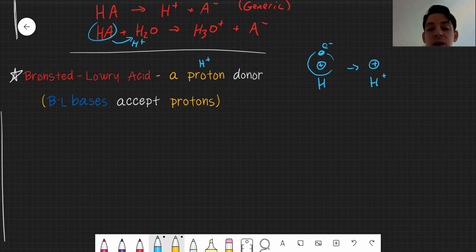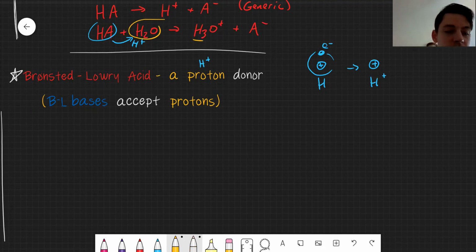Bronsted-Lowry bases accept protons. For example, in the equation above, H2O starts with 2 hydrogens and it ends with 3 hydrogens, right? So it's accepting a proton. That makes it a Bronsted-Lowry base in that reaction. Okay, so let's look at one. See if you can try this on your own.